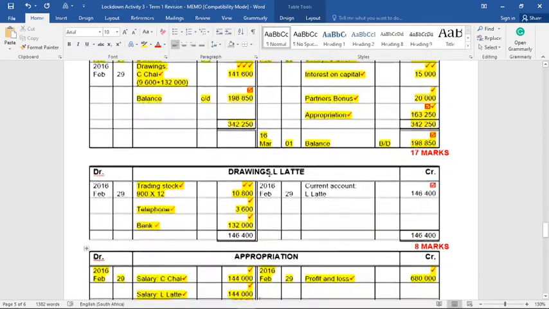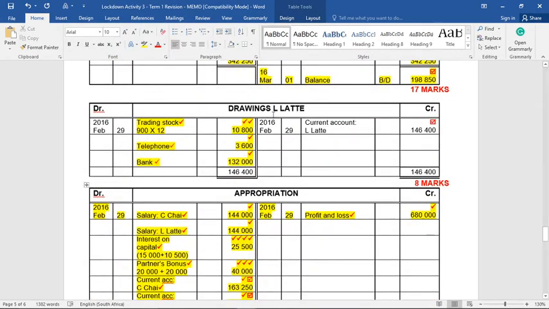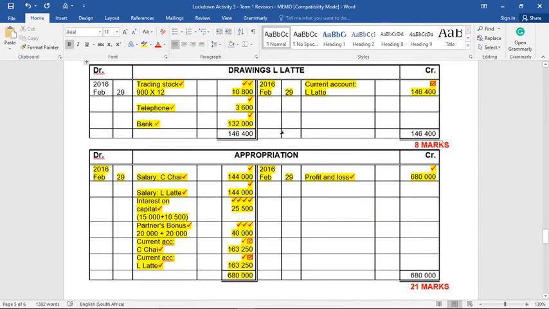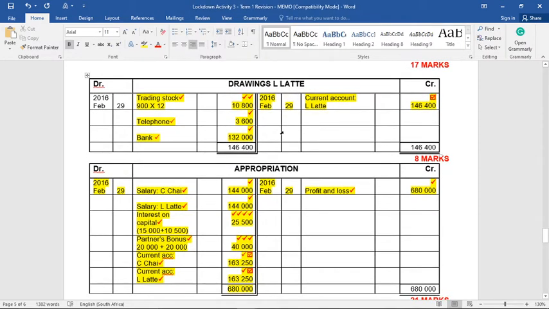Just to finish off the drawings of Latte, what would we do? We would close off the drawings of Latte at the end of the year to his current account. That's where it gets closed off to, and then that would be the end of the drawings account for Latte. Okay, so there are the three ledger accounts done. They're worth 17 plus 8, 25, 46 marks. So a lot of marks. Please make sure your contra accounts are correct and obviously your figures as well.